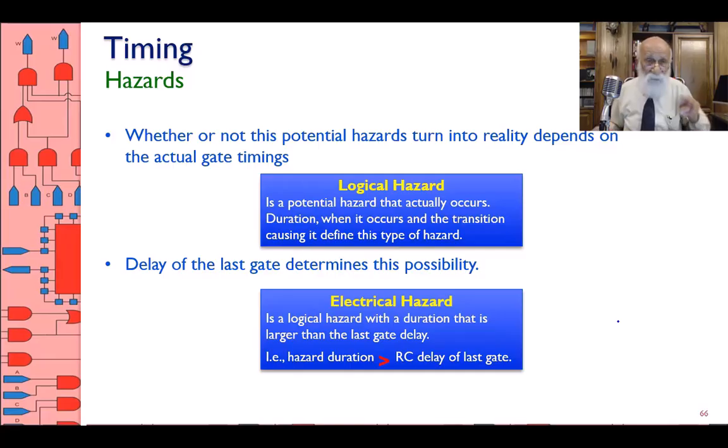So I have potential hazards, which we can get directly from the Karnaugh map. Then you have logical hazards. You can get them from the Karnaugh map, annotate it with the gate delays, look at the transitions, and come up with the logical hazard. And then electrical hazard: you only look at the duration of the hazard and the output gate delay. If the duration is less than the output gate delay, that's not going to happen.